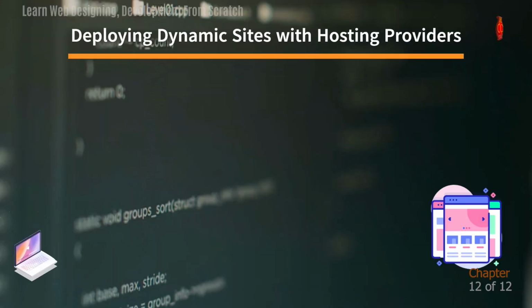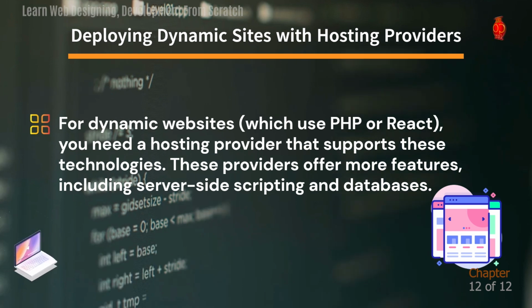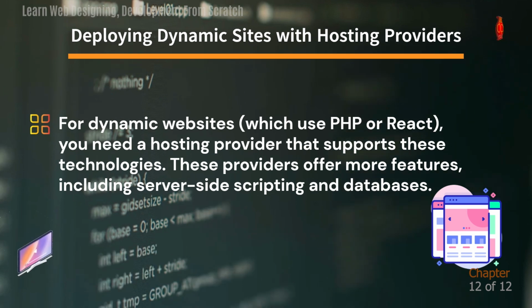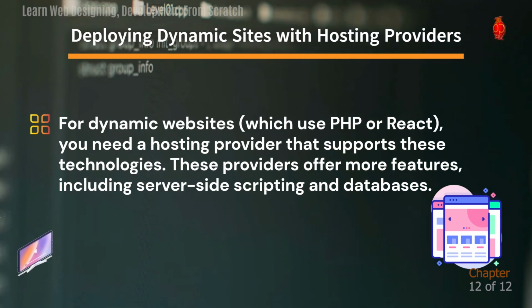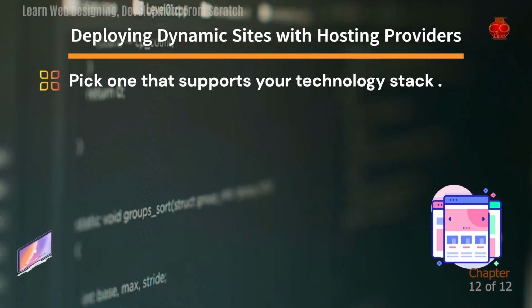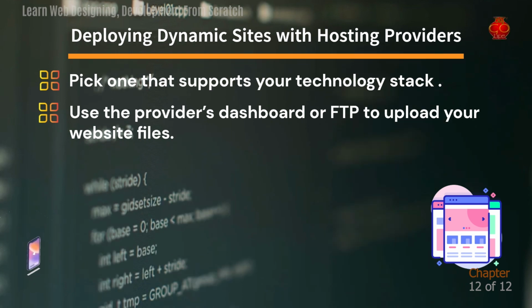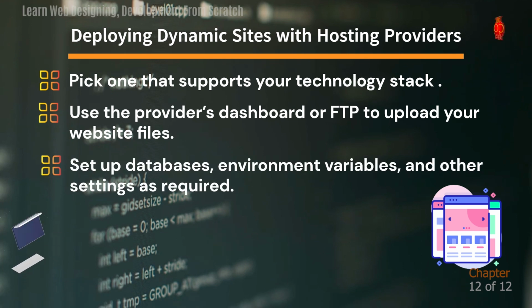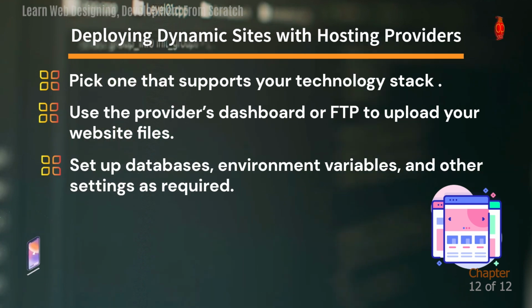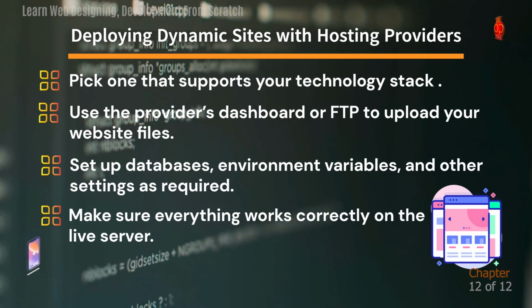For dynamic websites, which use PHP or React, you need a hosting provider that supports these technologies. These providers offer more features, including server-side scripting and databases. Steps: choose a hosting provider. Pick one that supports your technology stack, for example, Bluehost for PHP or Vercel for React. Upload your files. Use the provider's dashboard or FTP, file transfer protocol, to upload your website files. Configure your site. Set up databases, environment variables, and other settings as required. Test your site. Make sure everything works correctly on the live server.